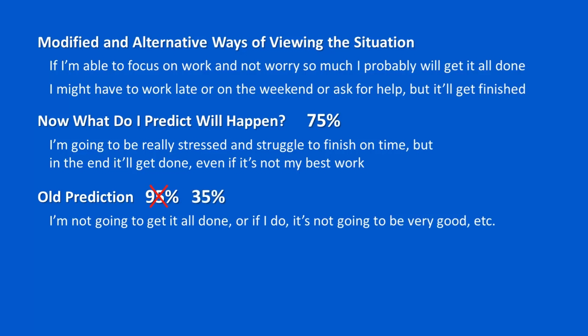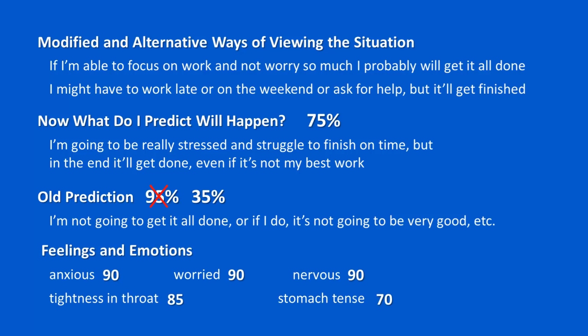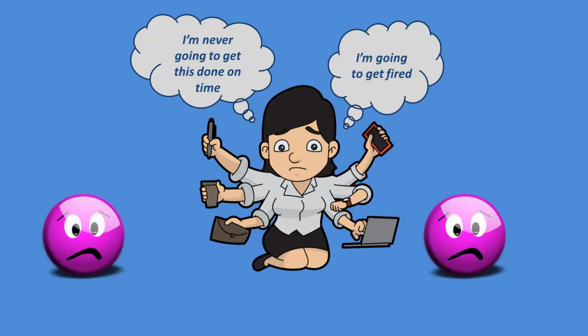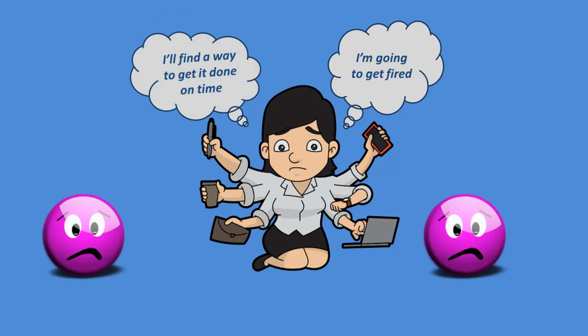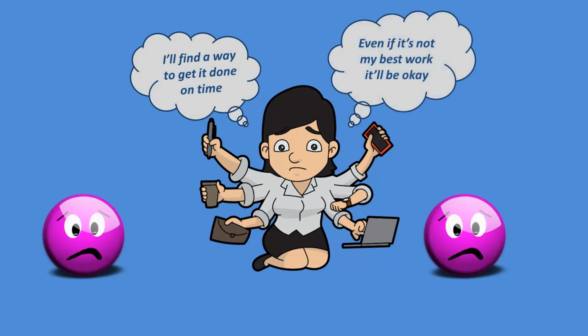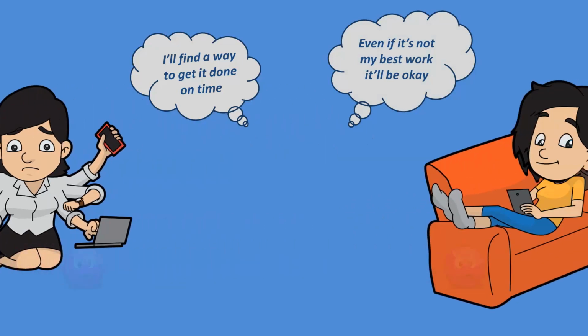And then we go back and re-rate the intensity of the emotions and physiological symptoms and physical sensations that we identified in the first part, and write down any new emotions or physical sensations we're feeling now. And now, with these new ways of thinking about the situation, and new predictions about what will happen that are not so catastrophic, our levels of anxiety will decrease, and we'll have less reason to worry.